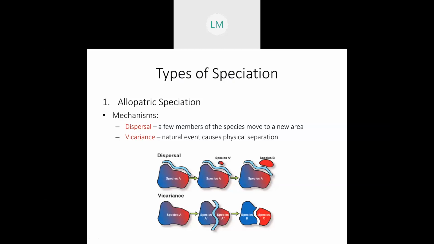This is where some sort of natural event causes a physical separation. So rather than our species being next to a river, let's say we're occupying an area and something happens where we have the formation of a river coming through our habitat area. That breaks us apart into two different groups, and eventually we can have reproductive isolation. Even if that river disappears, we've got two brand new species. So a geographic barrier is causing this reproductive isolation in allopatric speciation.